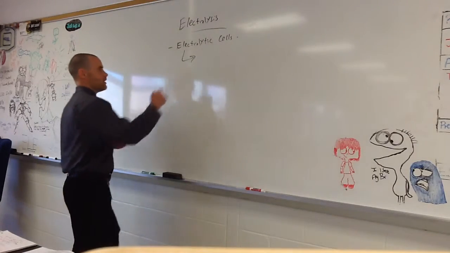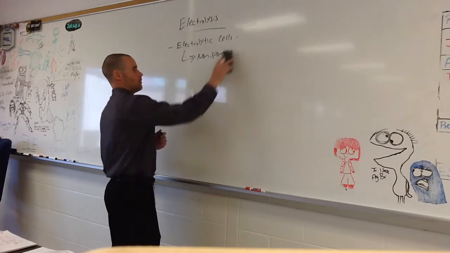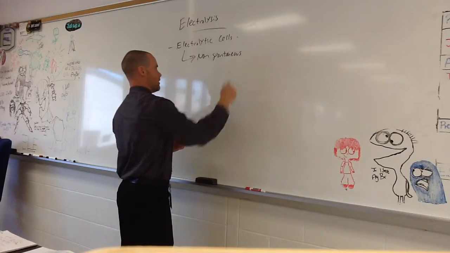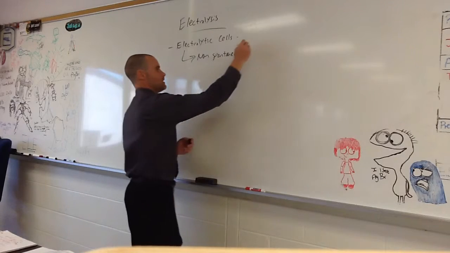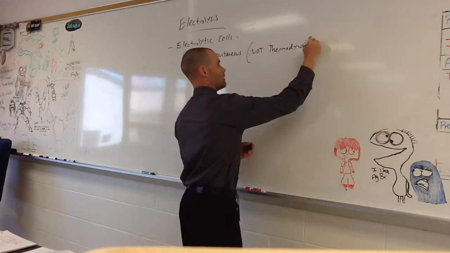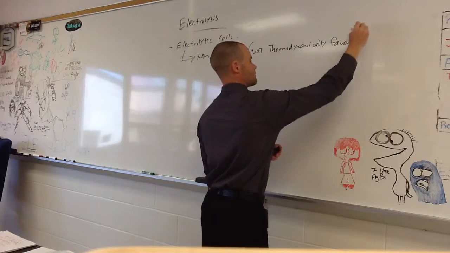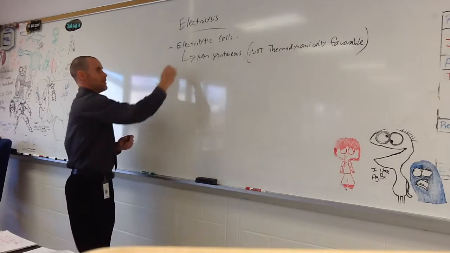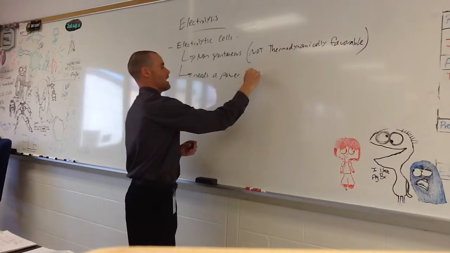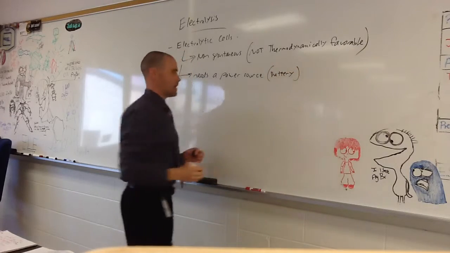So what we're going to write here, these are non-spontaneous. Well, what's another way to say that? Right, not thermodynamically favorable. Non-spontaneous, so not thermodynamically favorable. Right, so non-spontaneous. Therefore, it needs a power source, which is where the battery comes from. That's why the battery is there. It needs a power source.